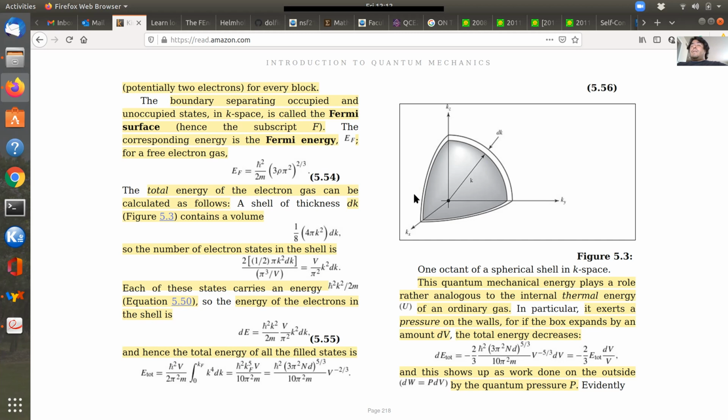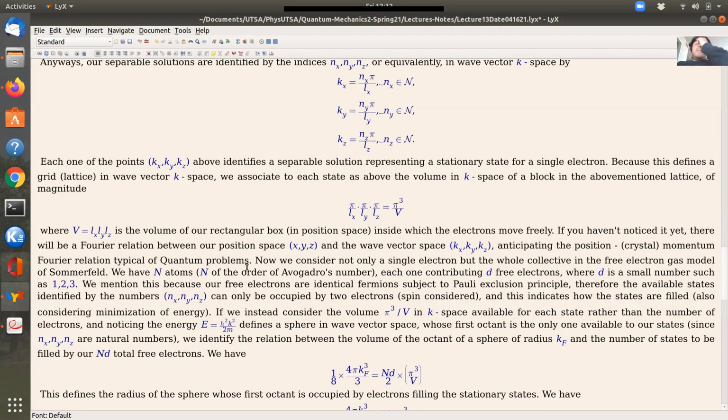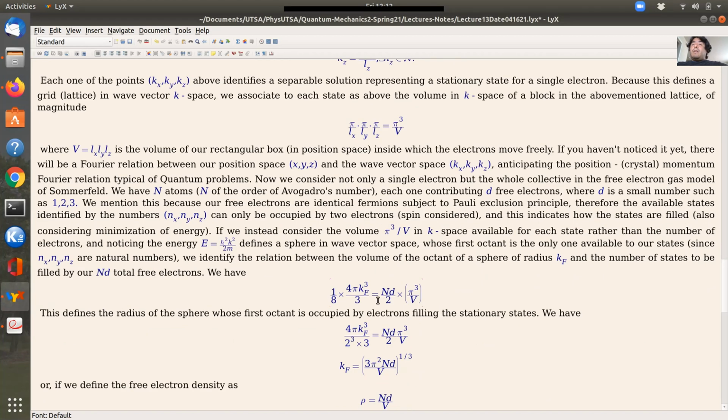So first things first, because the quantum numbers are all positive, you can only consider the first octant. That is the only one that gives you all coordinates of k non-negative. Second of all, we'll perform integration. But basically, this is the argument.